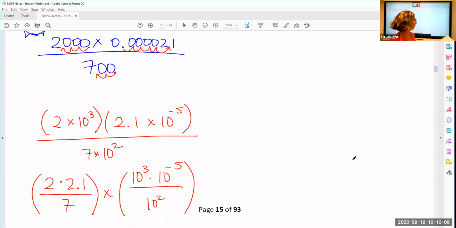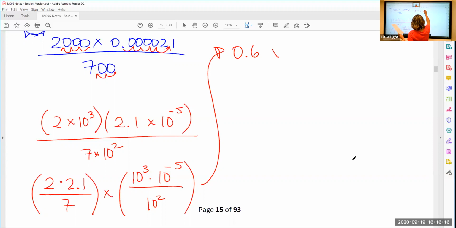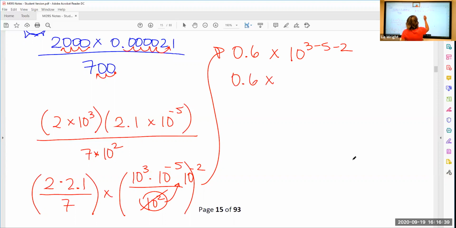So you should be getting 0.6 from that. And then for my powers of 10, I'm going to say times 10 to the 3rd minus 5 minus 2. Because again, I'm bringing this guy up, so it's going to be 10 to the negative 2nd. So then I'm just adding and subtracting my powers of 10 up here. So then I've got 0.6 times 10. 3 minus 5 is going to give you negative 2. Negative 2 minus 2 is going to give us negative 4.